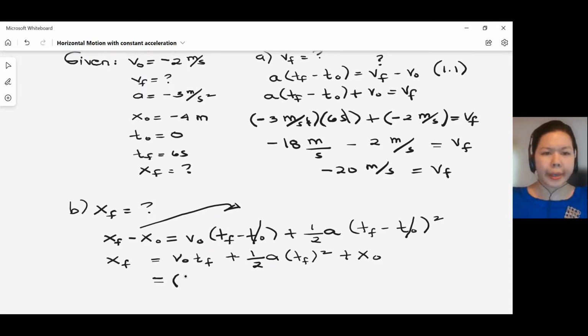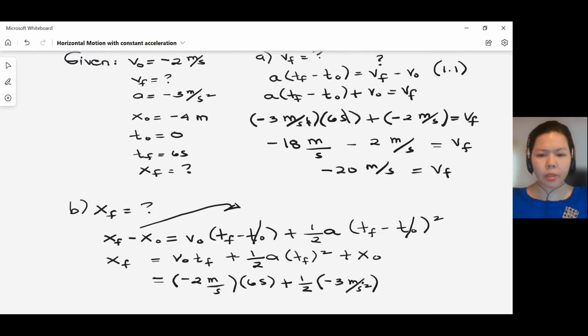V O is negative 2 meters per second times T final, 6 seconds, plus 1/2 times A is the given negative 3 meters per second squared, and T final is 6 seconds. And then there's a square there, plus X naught is negative 4 meters.